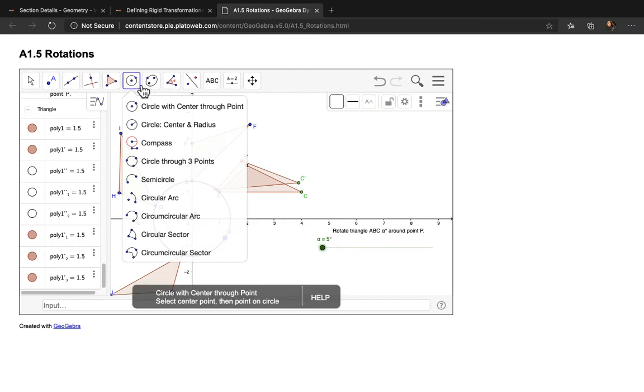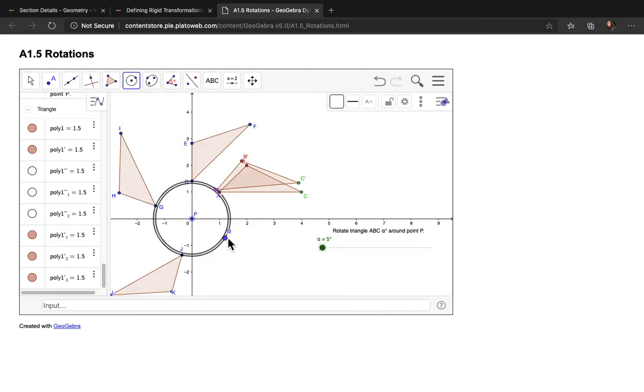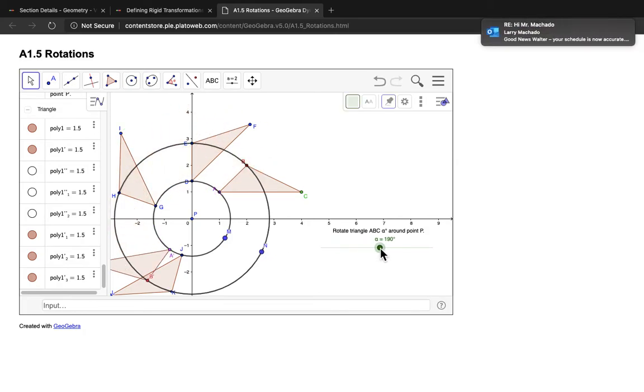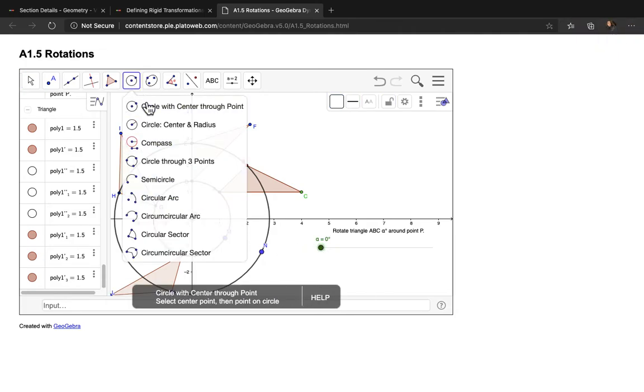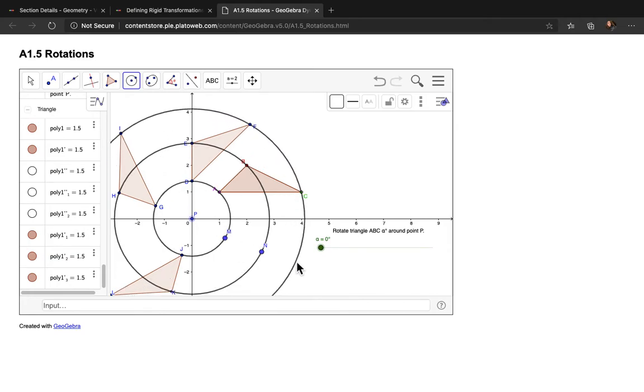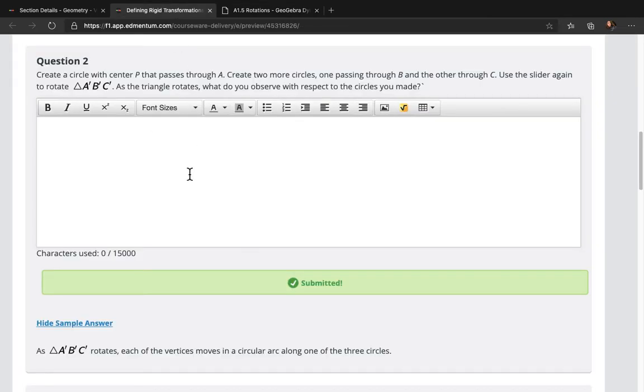Now, again, when you create another circle and we focus on angle B, notice how the corresponding angles to angle B all rotate around this circular path as well. And then again, creating another circle with our third point, which is at C, notice how all the corresponding angles again circulate around this circular path as well. So that is the observation that we're going to make.